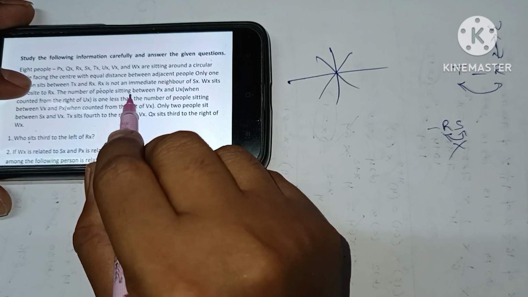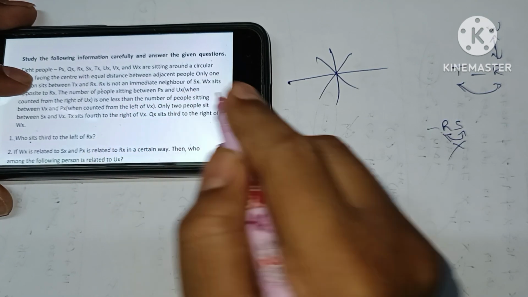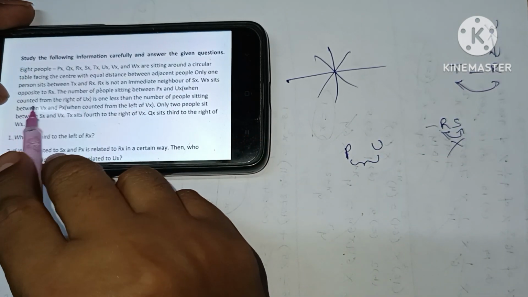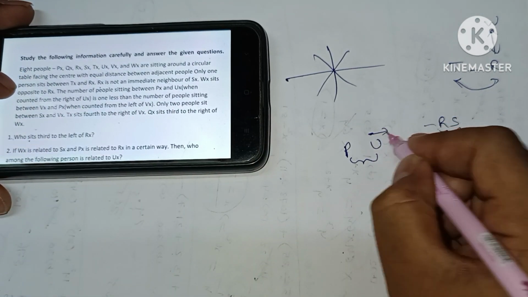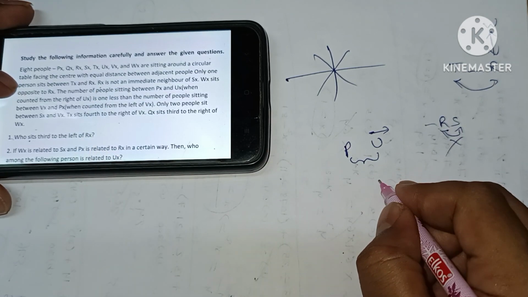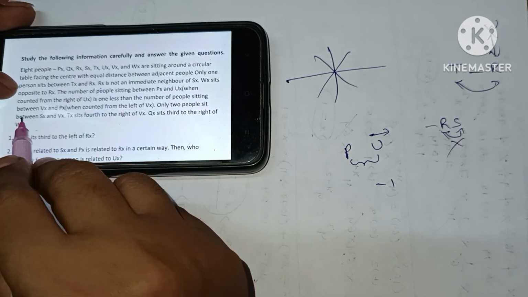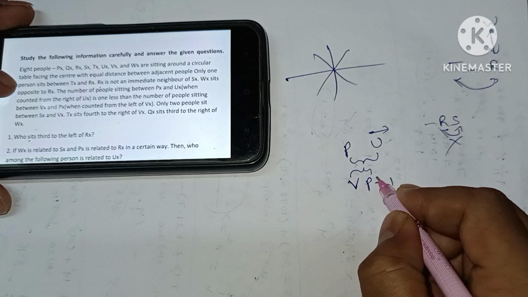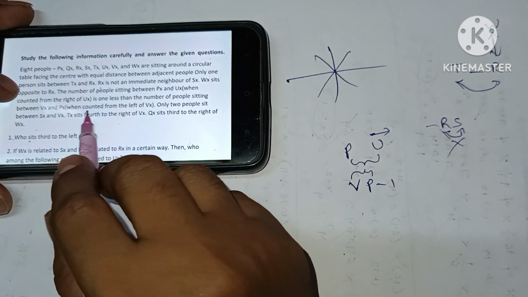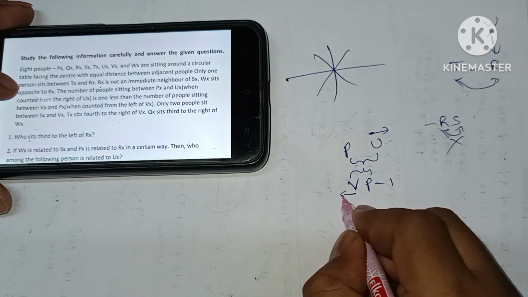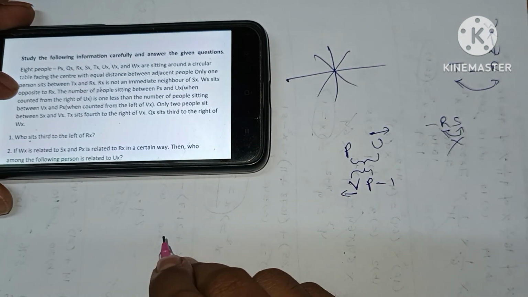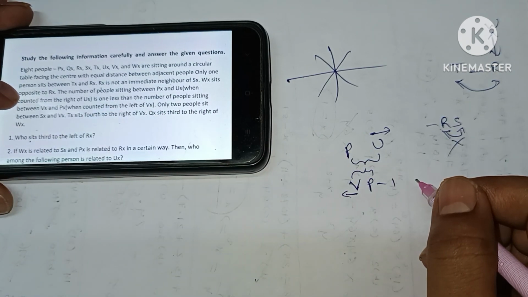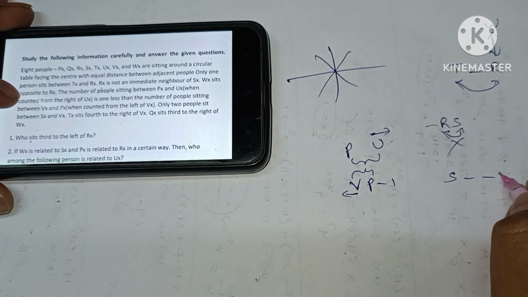The number of people sitting between P and U, when counted to the right of U, is one less than the number of people sitting between V and P, when counted from the left of V. Next, only 2 people sit between S and V.